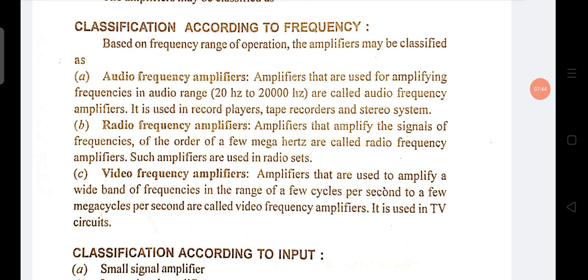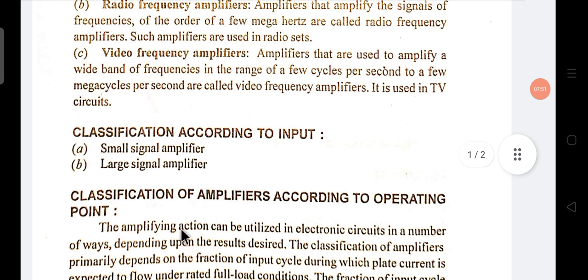Video is coming in TV. In TV circuits, the video frequency amplifier is used. Now, classification according to the input given to the amplifier. There are two types of classification: small signal amplifier and large signal amplifier.